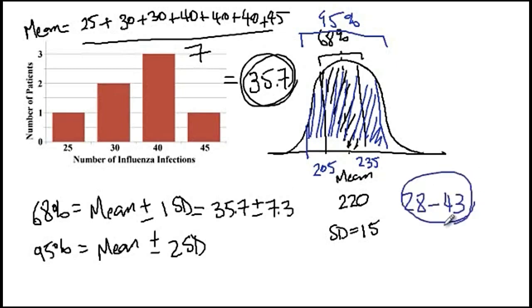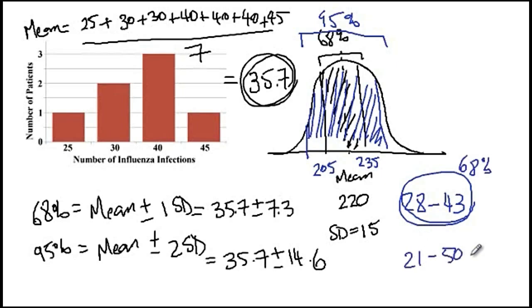So this range covers 68% of all the data. And for 95% it would be 35.7 plus and minus 2 times standard deviation, so 14.6, which is approximately 21 to 50. And that covers 95% of all the data.